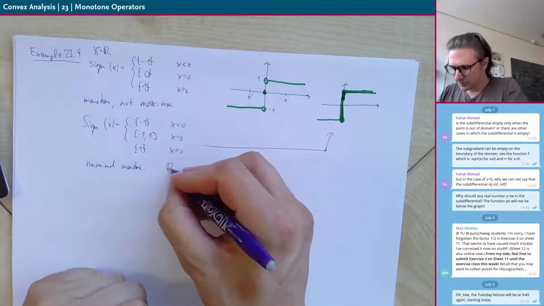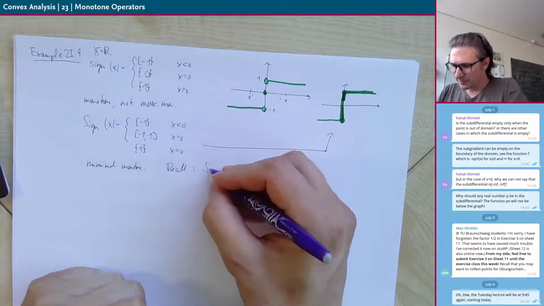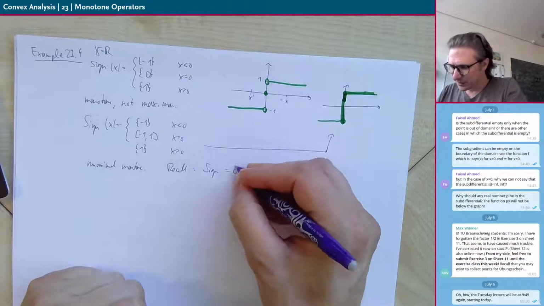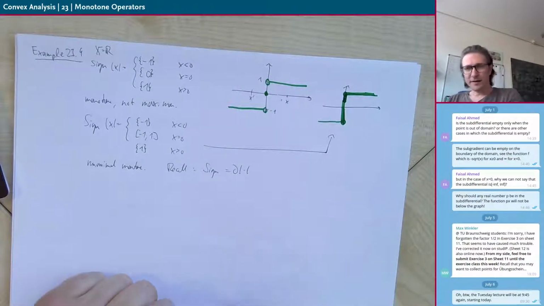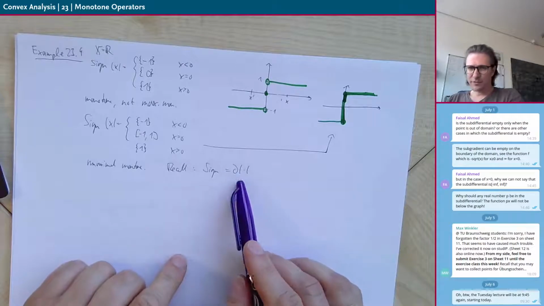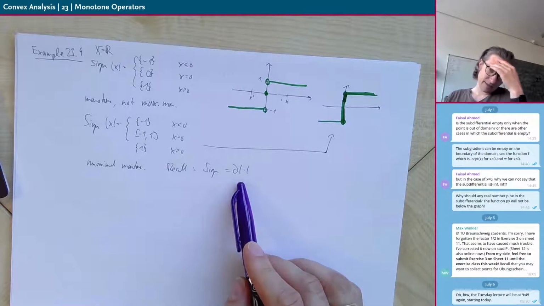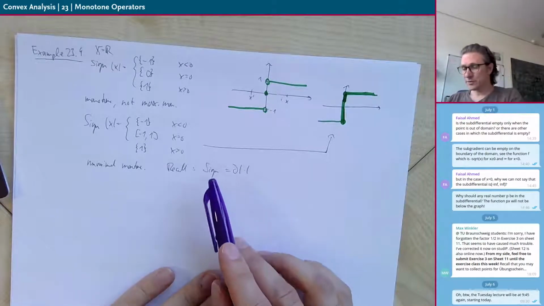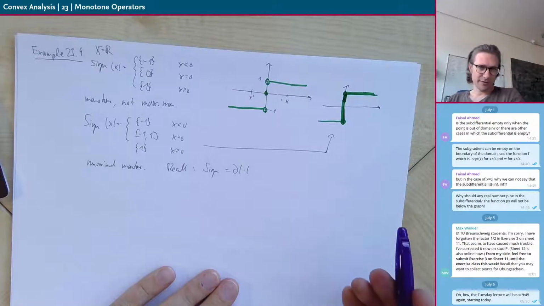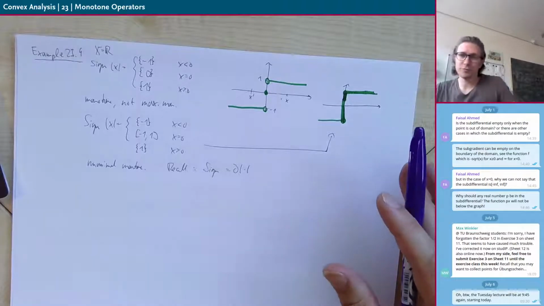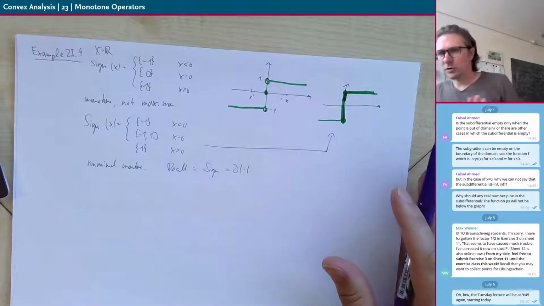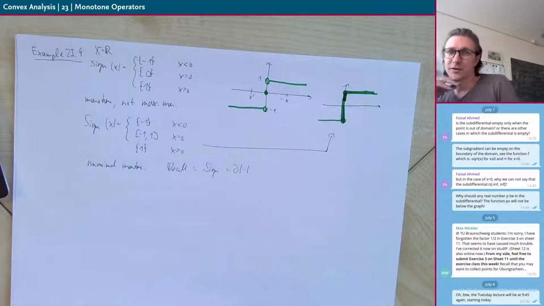Recall that the sign is actually the subgradient of the absolute value on the real line. And that's not a coincidence, that this subgradient of the absolute value gives you a maximally monotone operator. Actually, we can prove that it's always the case. All subgradients of convex and lower semi-continuous functions are maximal monotone operators.